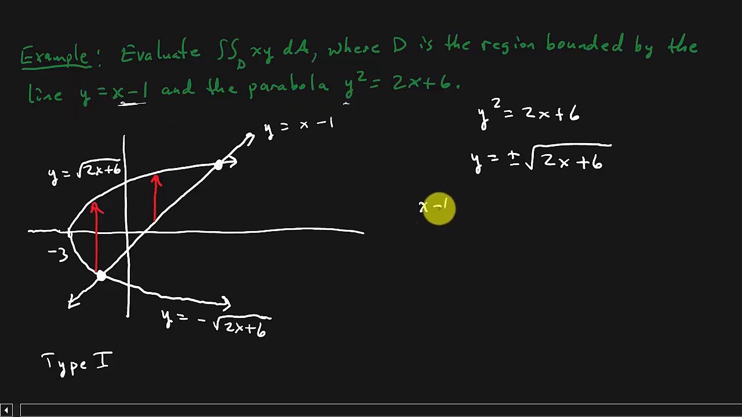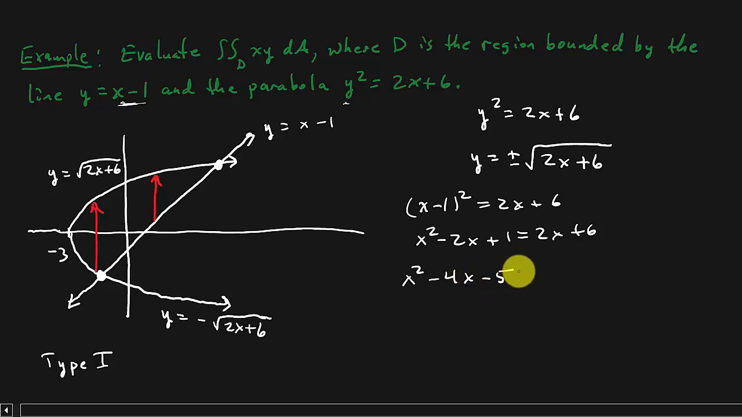So we've got (x minus 1) squared equals 2x plus 6. So that's x squared minus 2x plus 1 equals 2x plus 6. So x squared minus 4x minus 5 equals 0. So (x minus 5)(x plus 1). So x equals 5 or x equals -1.